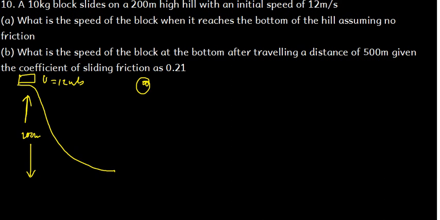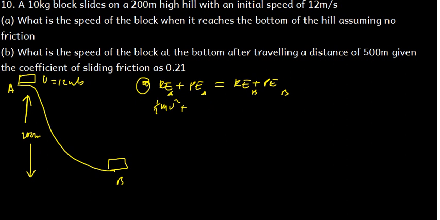So using conservation of energy, the energy at the top should be equal to the energy at the bottom when it reaches here. On top it has kinetic energy plus potential energy, and at the bottom it is also going to have kinetic energy and also potential energy. Let me call this A and this B. So at A, and then this will be at B. Kinetic energy at the top is half mv squared, and the potential energy is mgh.